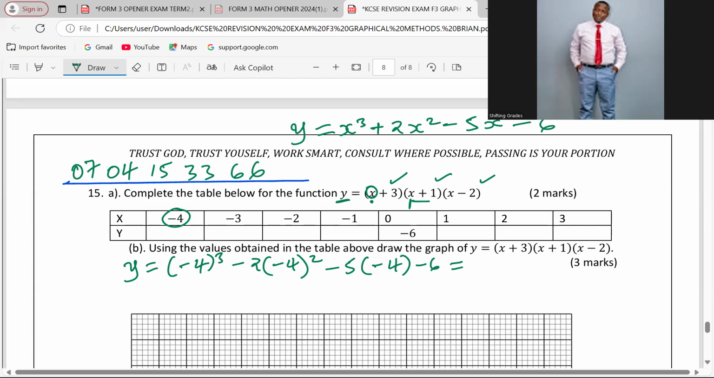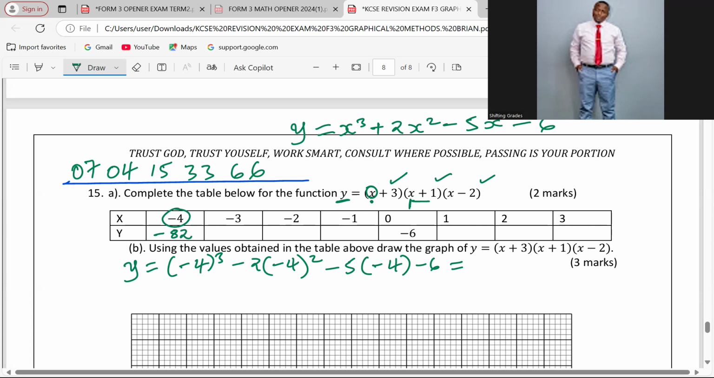Here, you are advised to use your calculator very wisely. I begin with opening brackets, then I cube. Then minus 2, and I open brackets, negative 4, I square. Then minus 5 into negative 4, then minus 6. So this is going to give me minus 82, something that we can confirm. Negative 4 power 3 minus 2 into negative 4 squared minus 5 into negative 4, then minus 6. This is giving me negative 82.